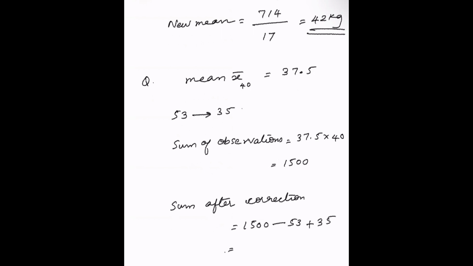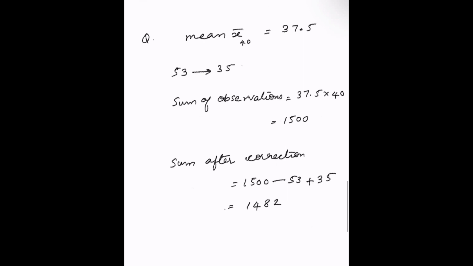Earlier, when I found the mean, I added 53 instead of 35. So when I want to correct it, what do I need to do? I have to remove the 53, right? And add the correct value. That's all. I'm getting 1482. Just see whether you are also getting the same answer.